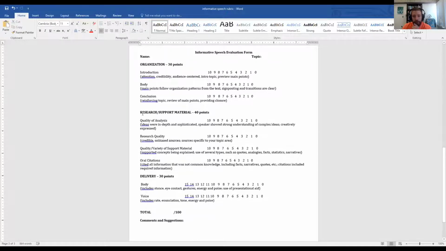But the new thing that's different from the process speech is all of this material here. 10, 20, 30, 40 points, which is a lot. A big percentage of the overall points comes from your quality of analysis, the credibility of your research, the quality and variety of the research you use, and most importantly, what I was just talking about, the oral source citations, citing out loud where your information comes from if it's not common knowledge. When in doubt, cite.